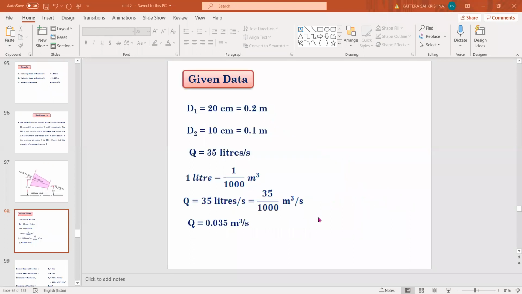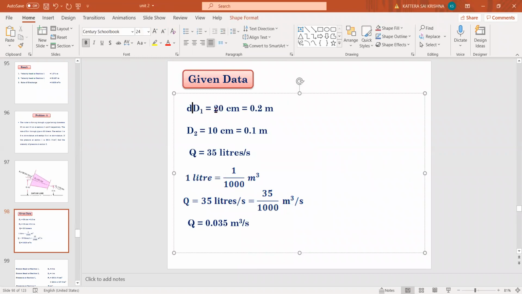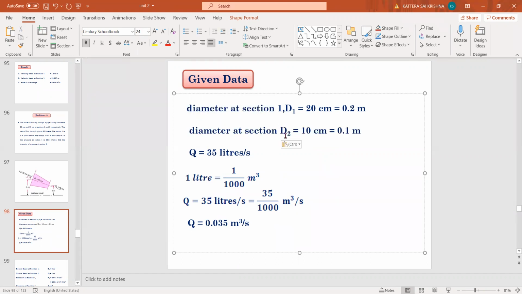Right. So now take down the given data. So what are the things which are given? You need to write. So first, diameter at section 1, D1 is equal to, he has given 20 centimeter. So that is 0.2 meter. Next, diameter at section 2, that is also given. So diameter at section 2, D2 is equal to 10 centimeter given. So that is 0.1 meter.